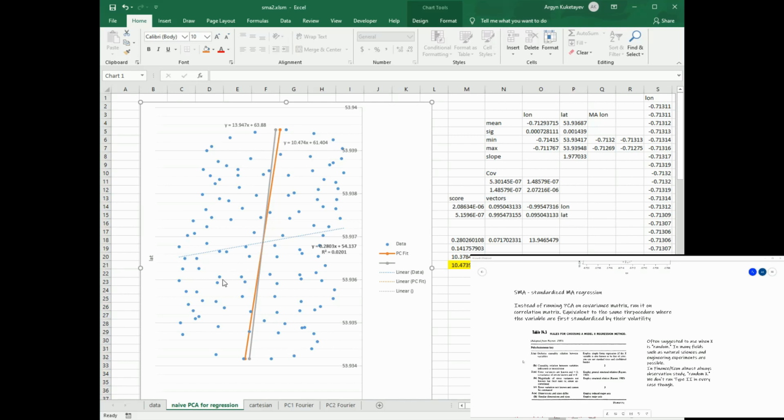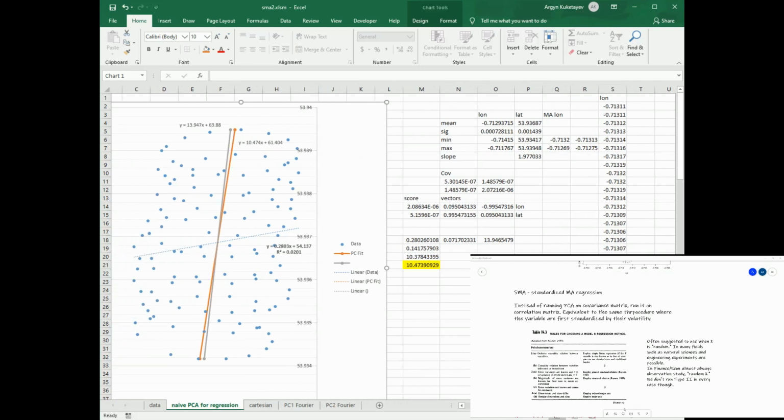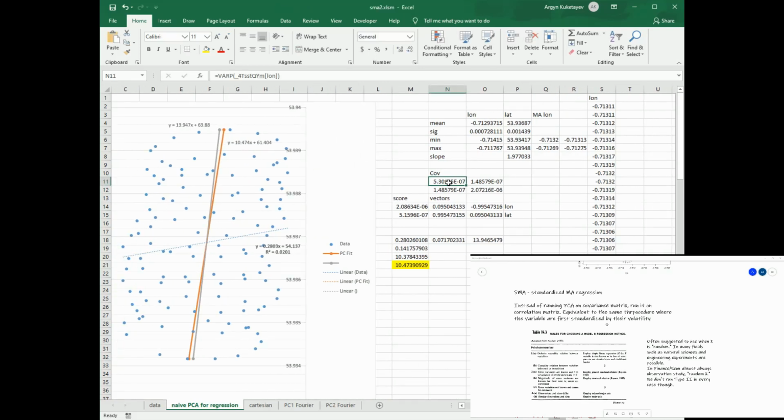So what I did was I took latitude and longitude, and first in the scatter plot I'm just drawing them straight, right? Longitude along x and latitude on the vertical axis. Next, we calculate the covariance matrix here. Very easy, right? You get the variance, the covariance, and then the variance of the second variable, which was latitude.